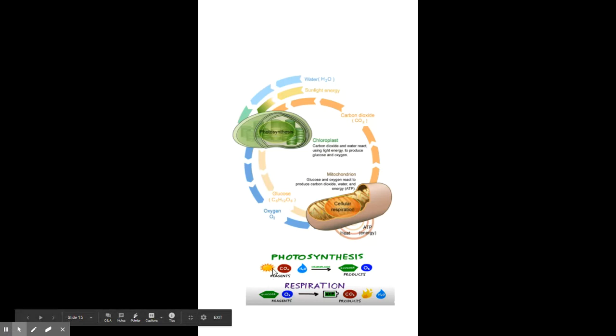For your test, you need to be able to recognize both equations and explain where the different reactants and products come from and how they're cycled through these two processes in nature.